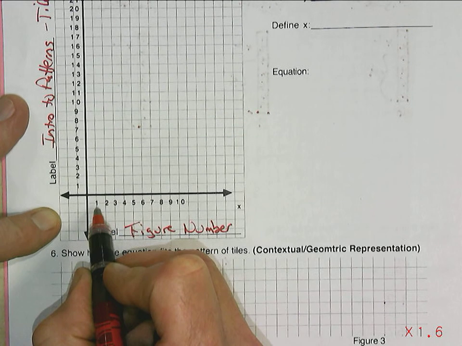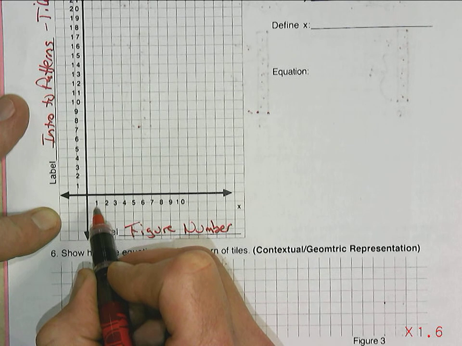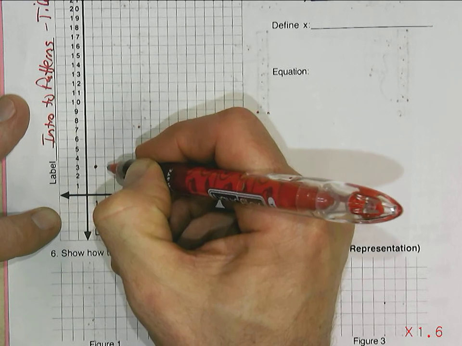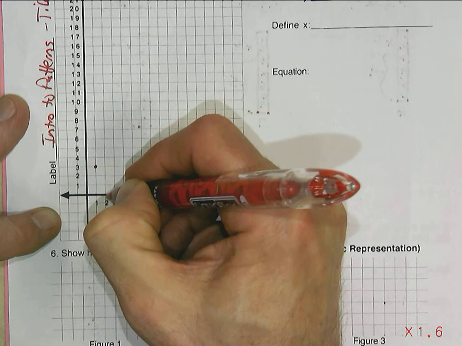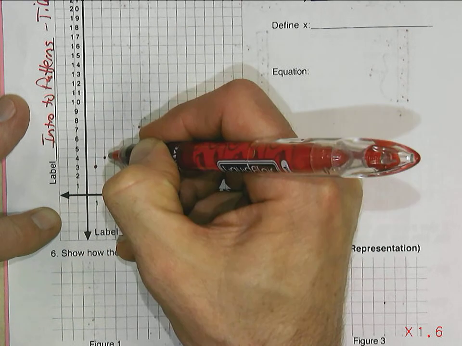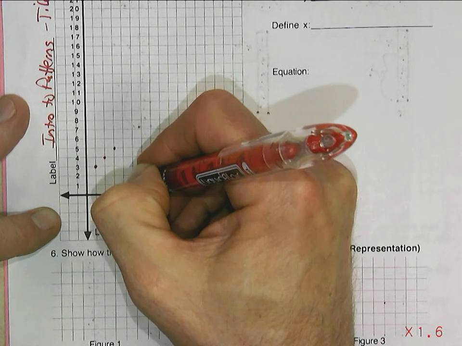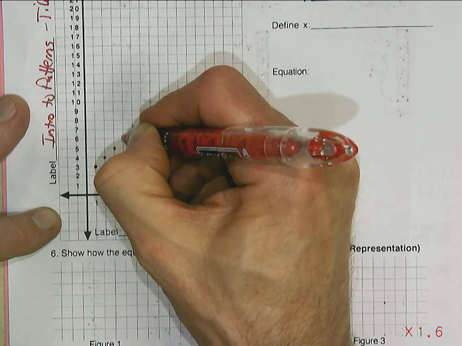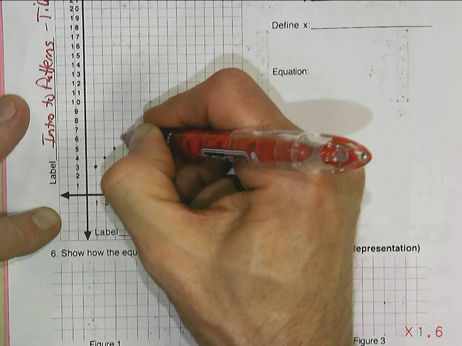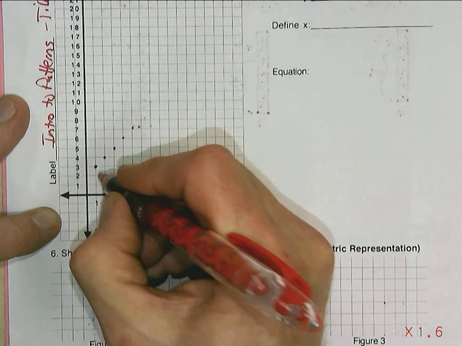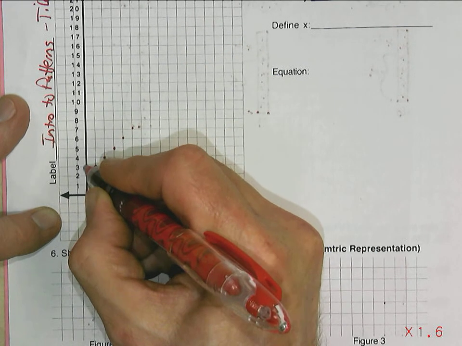And so these are our figure numbers. So figure number 1, if you remember, had 3 tiles in it. So I'm going to put a dot there. And figure number 2 had 4 tiles. And figure number 3 had 5 tiles. And figure number 4 had 6 tiles. So these are like coordinates. 4, 6, 5, 7. These are the points, different places.